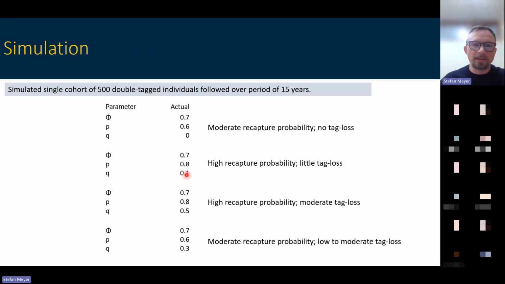So in this case, 10% of individuals are losing their tags, so Q equals 0.1. The third scenario was, again, a high recapture probability of 0.8 and some moderate tag loss of 0.5, so 50% of individuals are losing their tags. And finally, a scenario with a moderate recapture probability of 0.6 and low to moderate tag loss, which I defined as 30% of animals losing their tags, so Q equals 0.3.